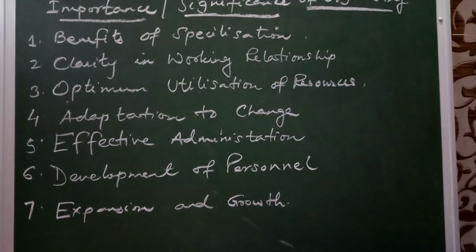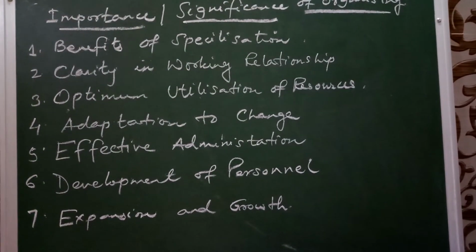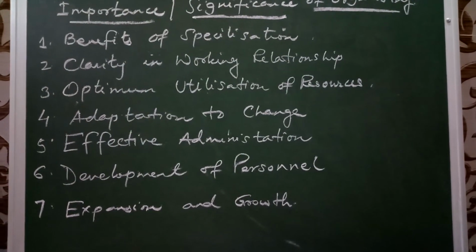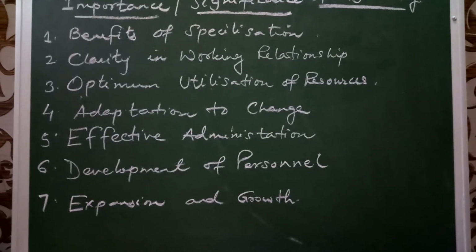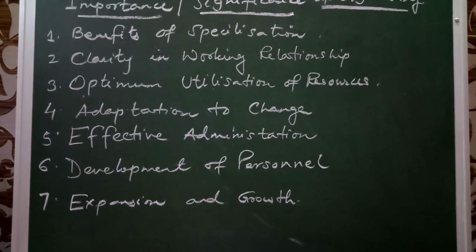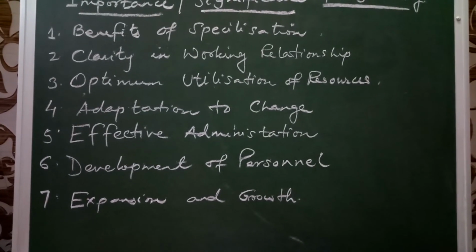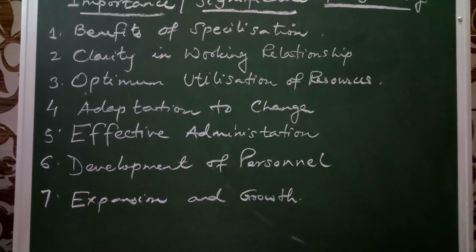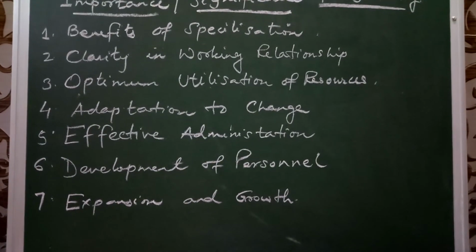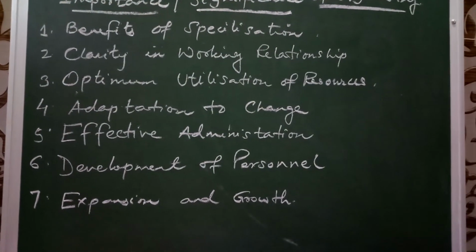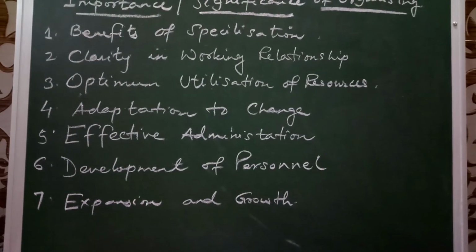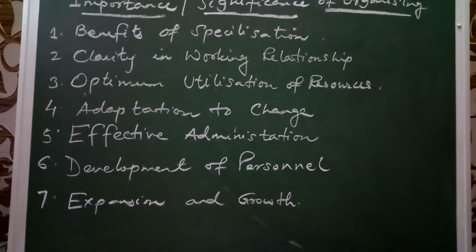Fifth point is effective administration. Organization provides a clear description of jobs and clarifies authority and responsibility relationship. It means that we have a clear description of jobs, which worker is going to do what type of job. At the same time, we also know the superior and subordinate relationships. So authority and responsibility relationship also exist here. It helps to avoid confusion and duplication of work. It is helping in clarifying the working relationship between the superior and the subordinate. So it brings better administration.